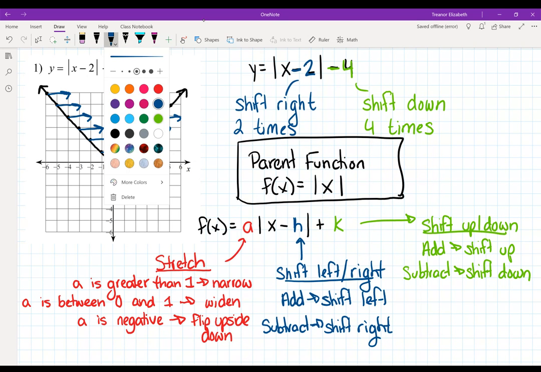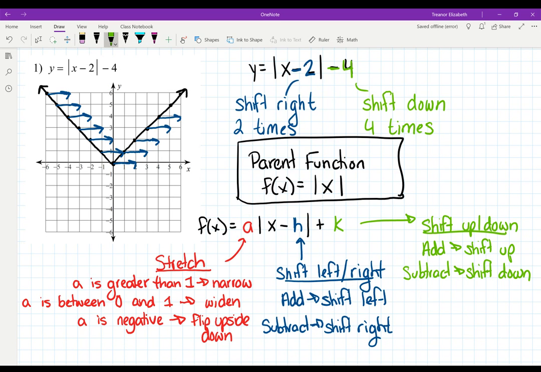Okay. So after you shift every point 2 times to the right, you're also going to shift each point 4 times down. So I'm going to start all the way on the right side this time. So I'm going to shift this point 4 times down. Oh, that's not a point. Oh, it is. Okay. So you want to do it from the end of the arrow. So you're going to shift this point 4 times down. This point 4 times down.